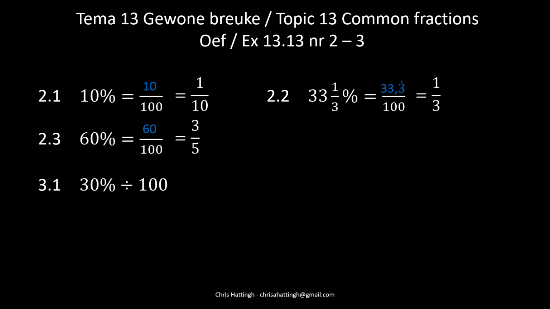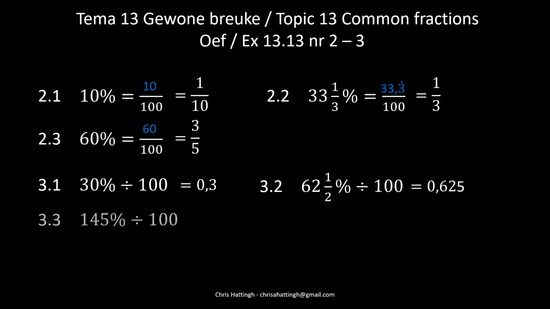Number 3.1, convert these percentages to decimal fractions. So you're going to take the percentage and divide it by 100. 30% will be 0,3. 62.5% will be 0,625. 145% will be 1,45.